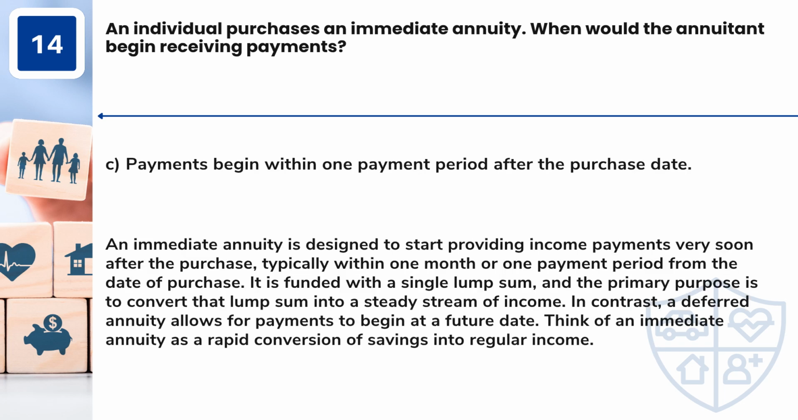Answer: C. Payments begin within one payment period after the purchase date. An immediate annuity is designed to start providing income payments very soon after the purchase, typically within 1 month or one payment period from the date of purchase. It is funded with a single lump sum, and the primary purpose is to convert that lump sum into a steady stream of income. In contrast, a deferred annuity allows for payments to begin at a future date. Think of an immediate annuity as a rapid conversion of savings into regular income.